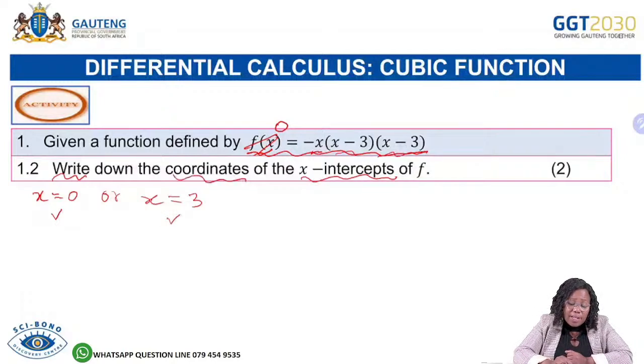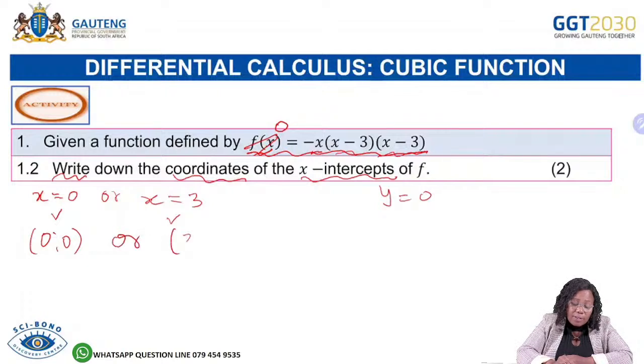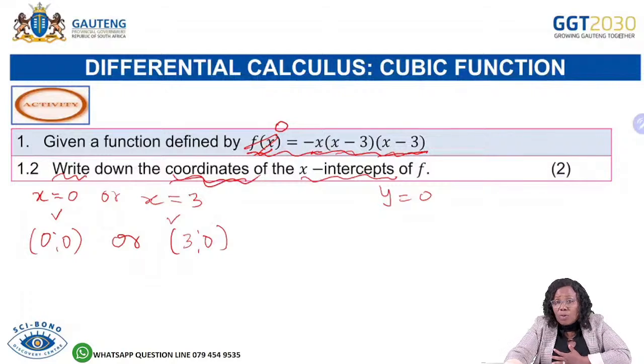And then if they say write it in coordinate form, that remember to get the x-intercept, we let y equal to 0. That means for the first x value, y is 0. And also for the second x value 3, your y is 0, because they need the answers in coordinate form. Always be safe, grade 12, write it up to the coordinate form so that you can always get your full marks.